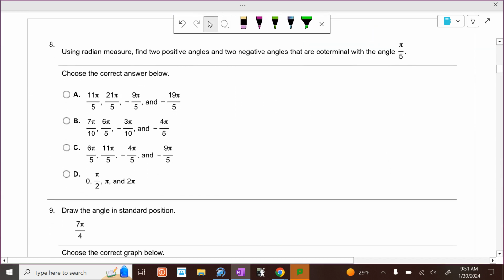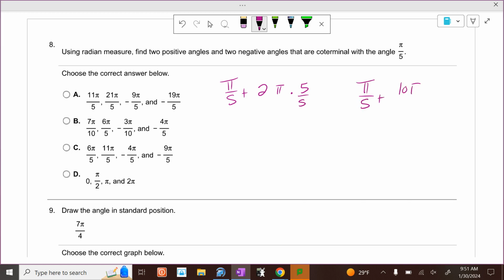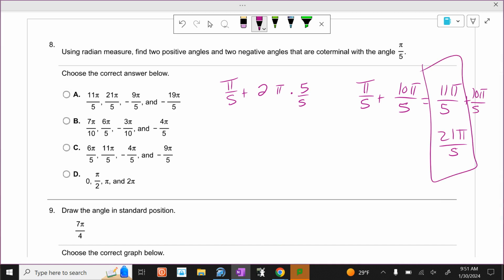All right. Coterminal angles when you have radians. You got to get a common denominator. What's common denominator with 5? 5, right? So you take pi over 5 plus 2 pi. Common denominator is 5, so you multiply by 5 over 5. So it's pi over 5 plus 10 pi over 5. What's pi over 5 plus 10 pi over 5? 11 pi over 5. So then you add another 10 pi over 5. You get 21 pi over 5. So those are 2 of the answers. So there you go.